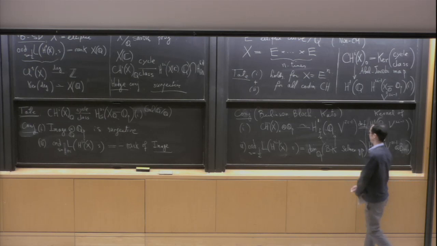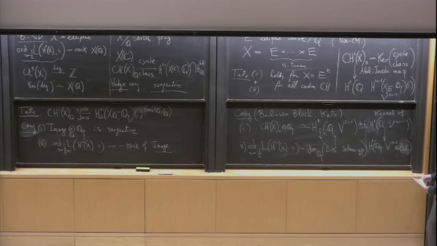So that's the two parallel sets of conjectures. Right, so those would be a generalization of the Birch-Swinnerton-Dyer conjecture to a general variety.